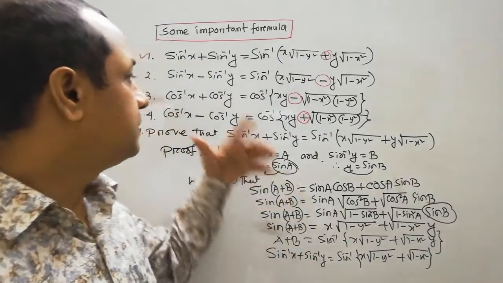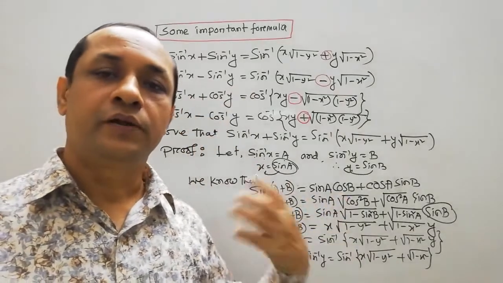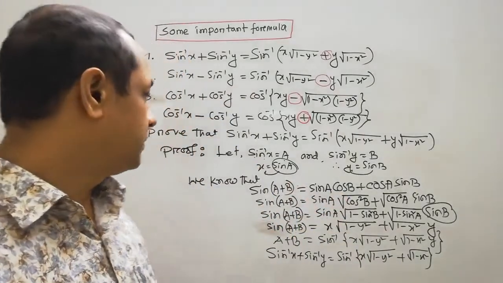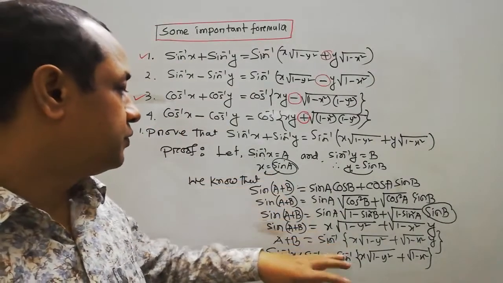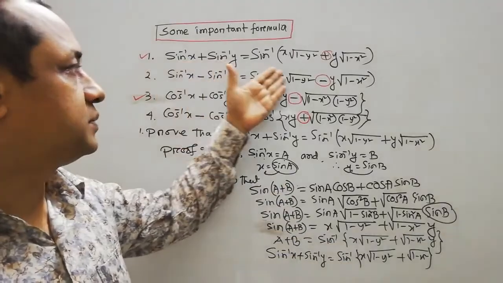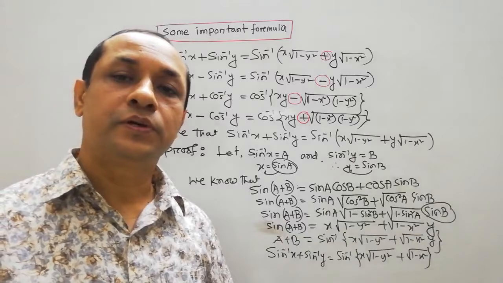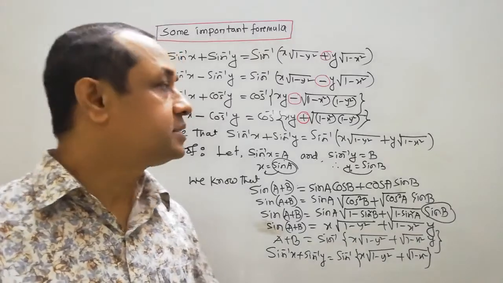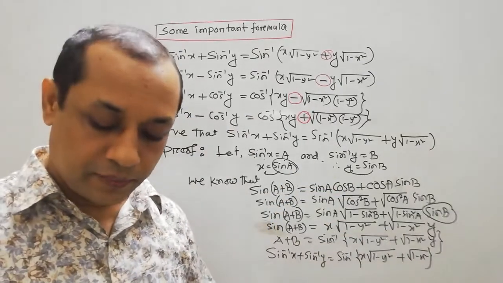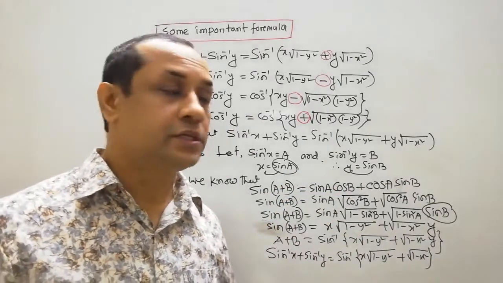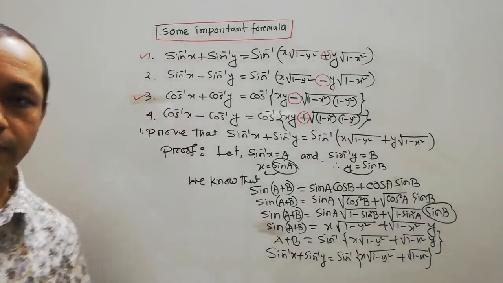Now similarly we can prove formula number 2, formula number 3 and formula number 4. So student, this is the proof: sin inverse x plus sin inverse y equals sin inverse of x root over 1 minus y square plus y root over 1 minus x square. Similarly, we can prove formulas number 2, 3 and 4. But important, memorize it student, the 4 formulas. Next.